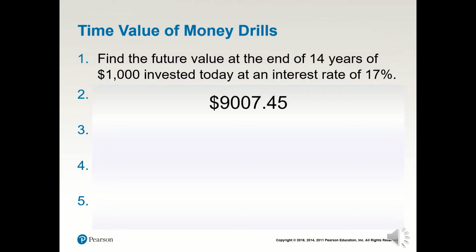For number 1, your missing component was the future value. 14 years was the periods. $1,000 was present value, which you would enter as a negative, and the interest rate was 17% for a financial calculator, or 0.17 in Excel.